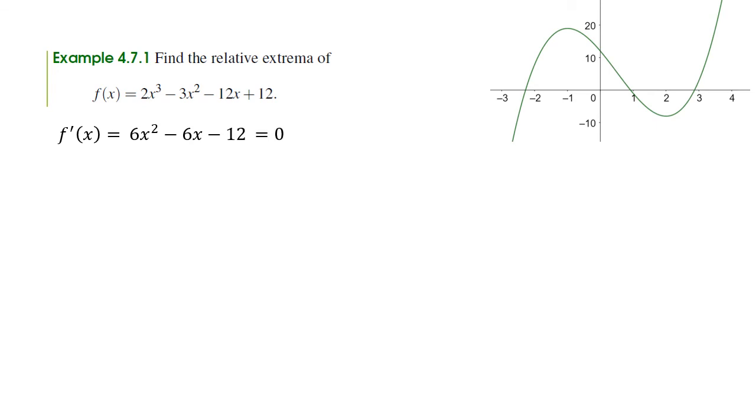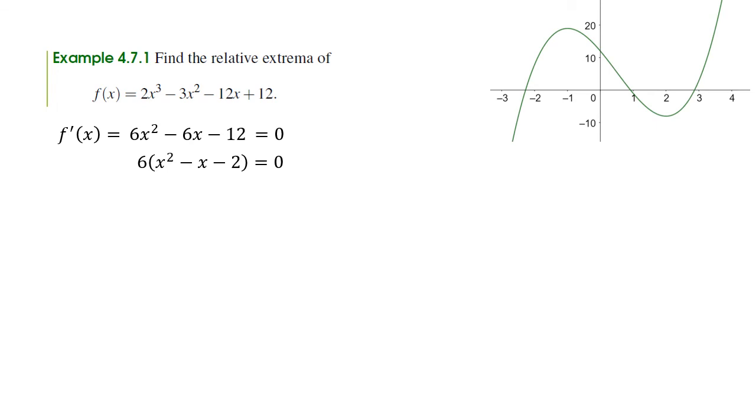Okay, then solve this equation. 6x squared minus 6x minus 12 equals 0 for x. It is a polynomial equation of degree 2. We need to factorize this polynomial into two factors. First, let's take out the common factor of the coefficients of each term. It would be 6. So we would have 6 times x squared minus x minus 2 equals 0.